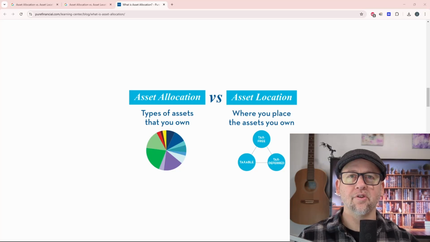Hello, today we're going to be talking about asset location versus asset allocation. There is a difference. Asset location refers to the location in which your assets are placed. That could be tax-free, tax-deferred, and taxable. Asset allocation refers to where you place your assets. So that could be in different stocks and mutual funds, ETFs, gold, REITs, things like this.